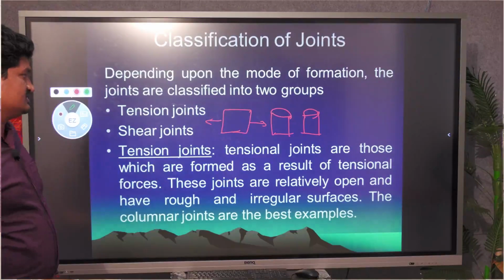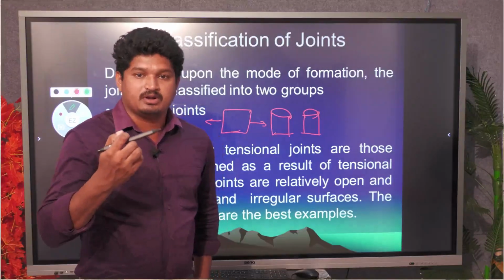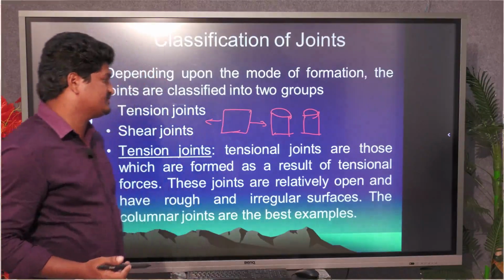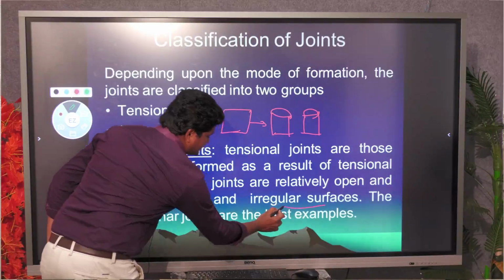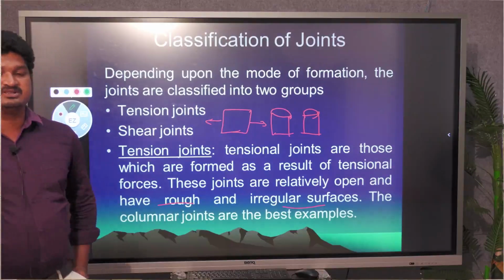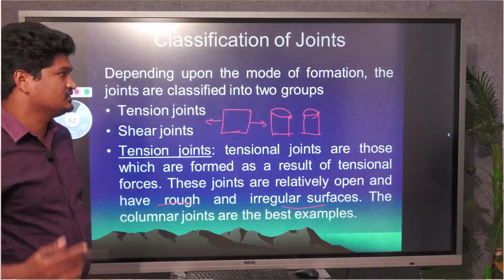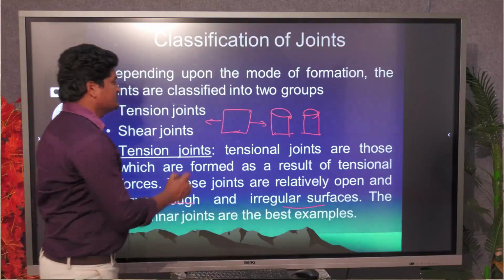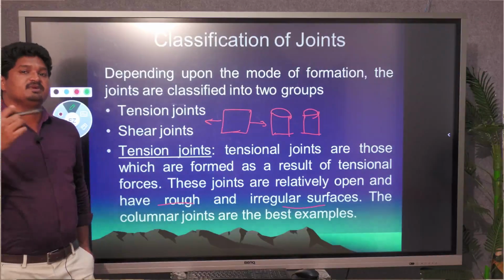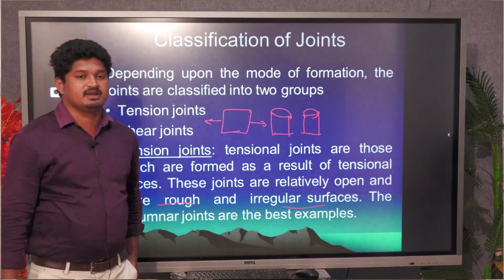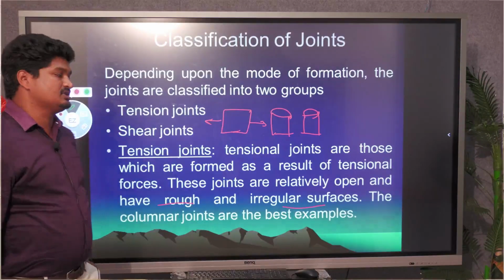Due to tensional forces acting on a particular rock body, rough and irregular surfaces can also be identified, so we have to identify them. The best example is the columnar joints, the best example for tensional joints. Tensional forces are applied away from the body, then an irregular and rough surface develops later in the process. So these joints are called tensional joints.